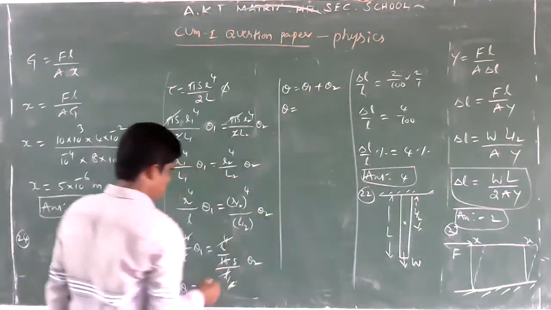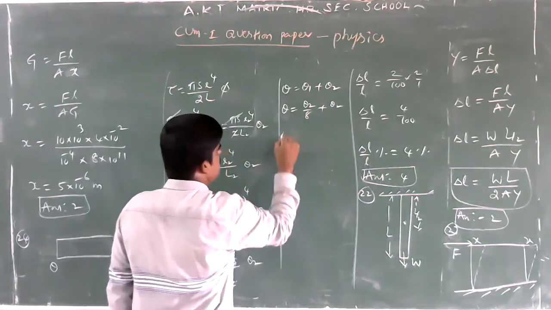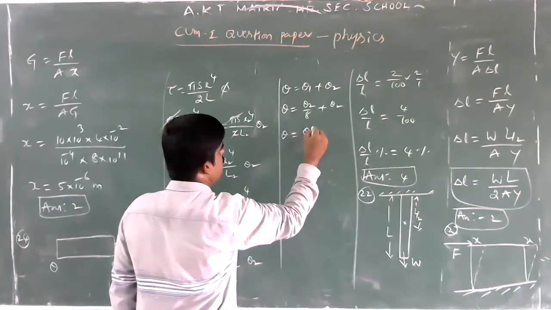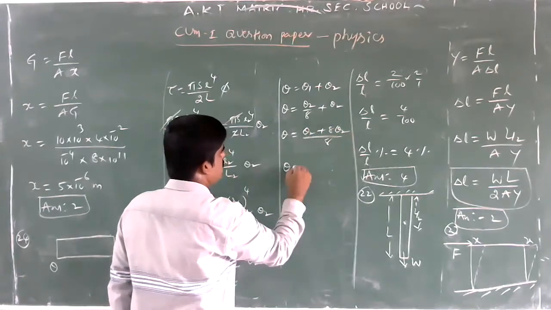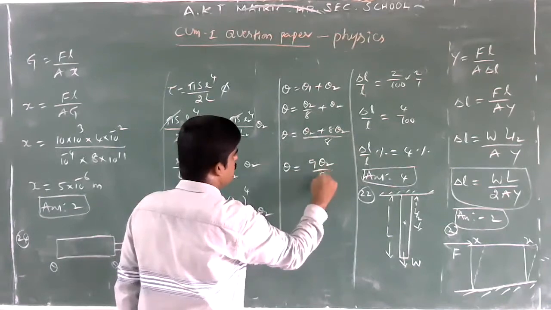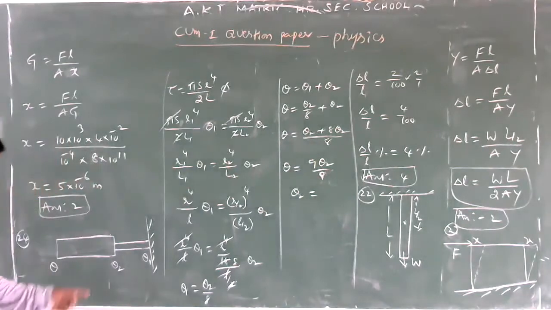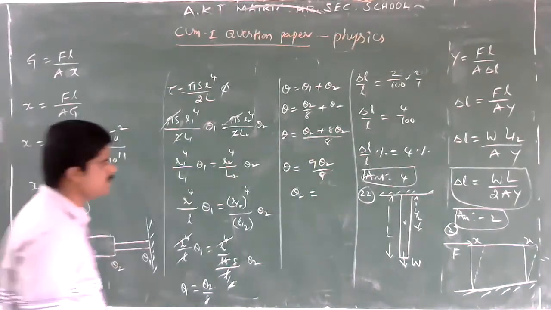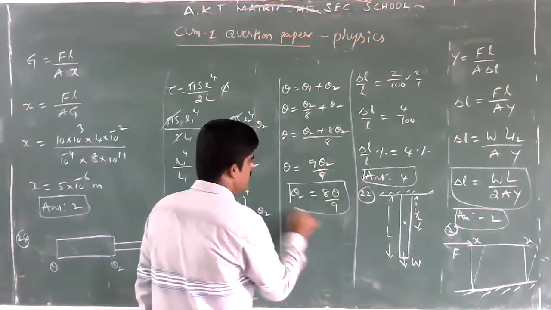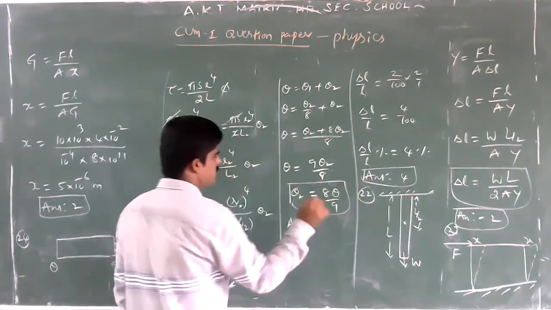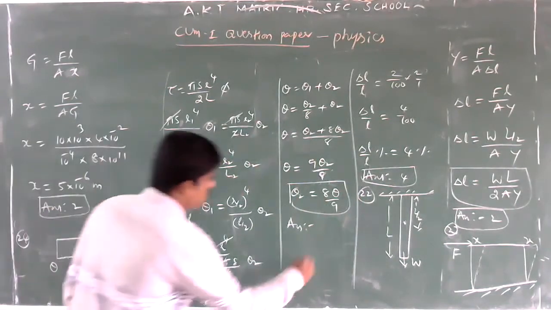Theta 1 is equal to theta 2 by 8, plus theta 2. Theta equals theta 2, 8 is the LCM, plus 8 theta 2, divided by 8. Theta is equal to 9 theta 2 by 8. We want the twist of the joint, which is theta 2. So theta 2 is equal to 8 theta by 9. So this is the twist of the joint. So which option is correct for question number 24? Question number 24, the fourth option is correct.